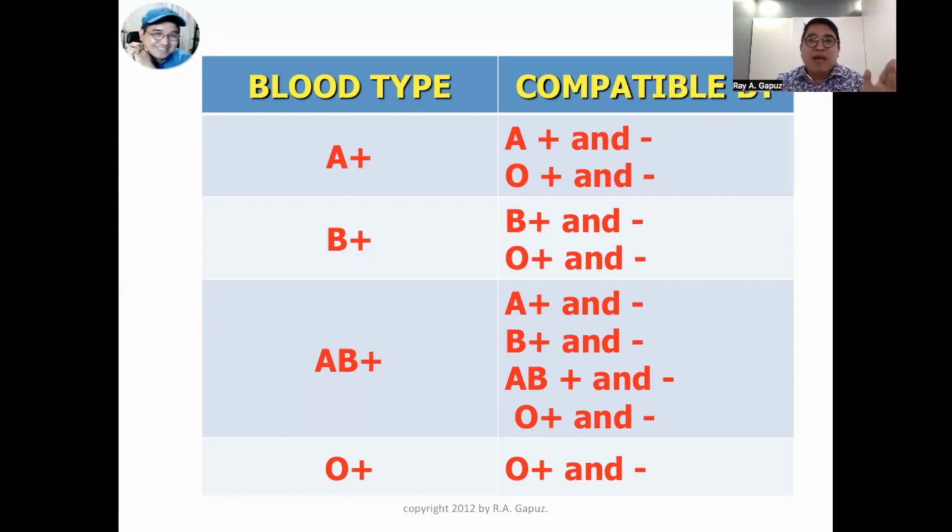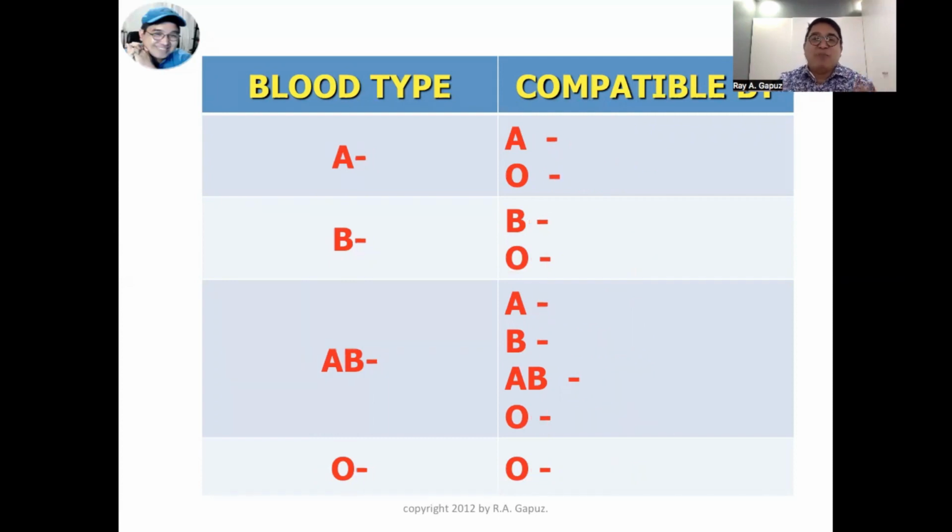What if the patient has an RH negative blood? So a patient with a blood type A, RH negative, can only receive A negative and O negative. Blood type B negative, the patient can only receive B negative and O negative. Blood type AB negative, the patient can only receive A negative, B negative, AB negative, O negative. And if the patient has blood type O negative, patient can only be given O negative only.